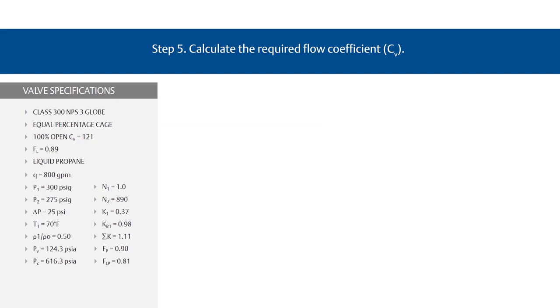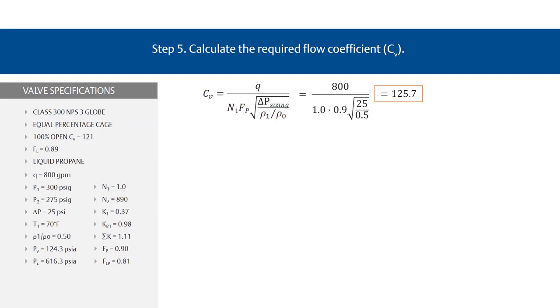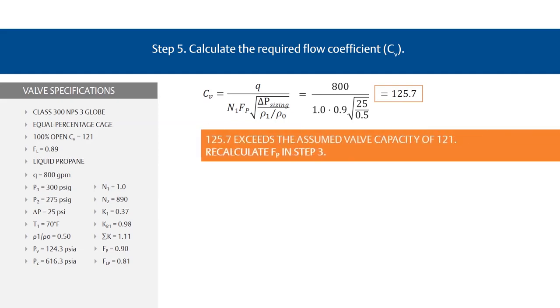Finally, for step 5, calculate the required flow coefficient, or CV. Use the standard equation for CV. Plug in the variables for a result of 125.7. The required CV of 125.7 exceeds the capacity of the assumed valve, which has a CV of 121.